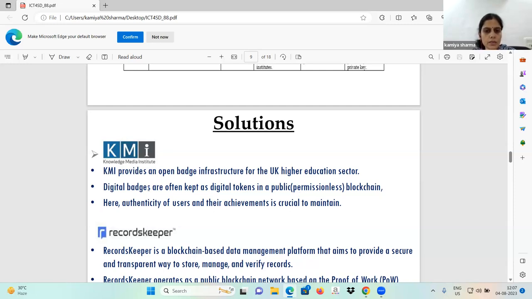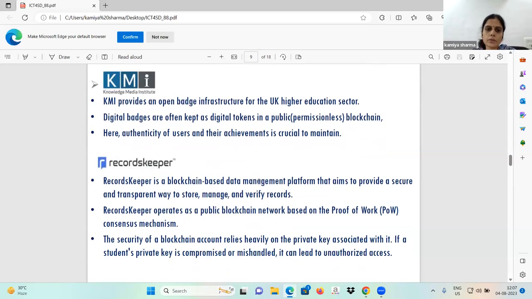So in KMI, marksheets or digital tokens are stored in a public blockchain, but the authenticity of the user and their achievement is very crucial to maintain.